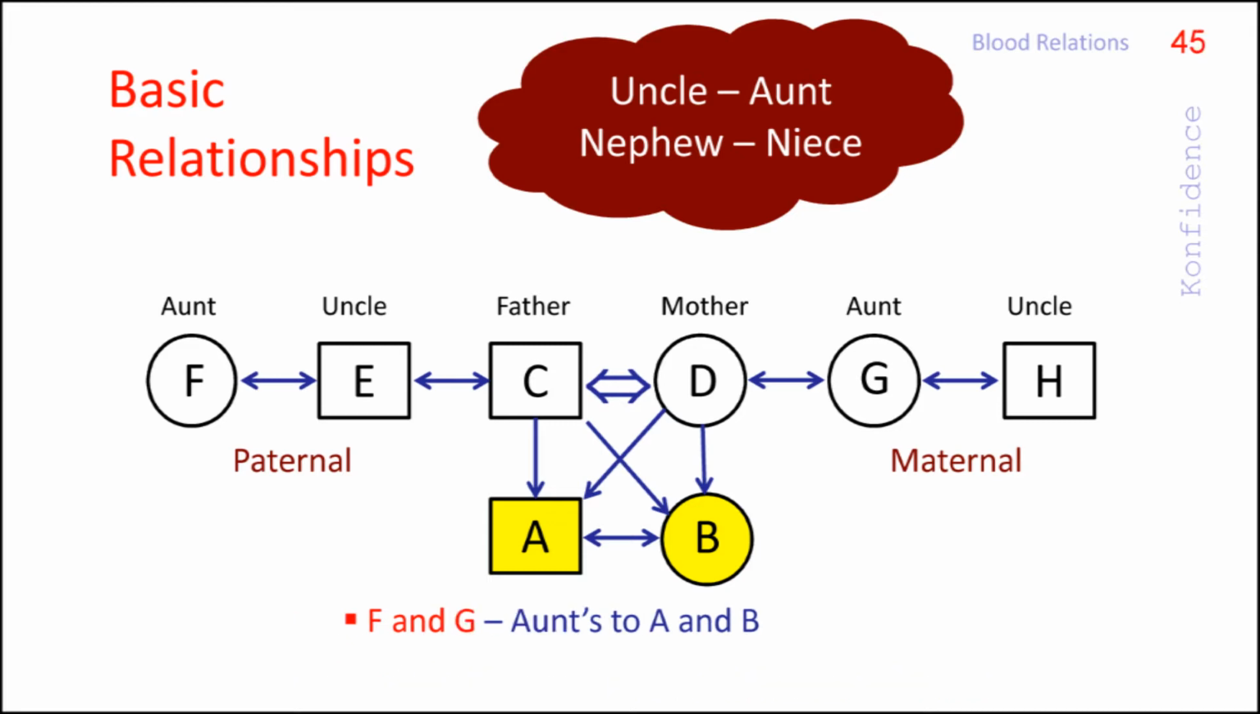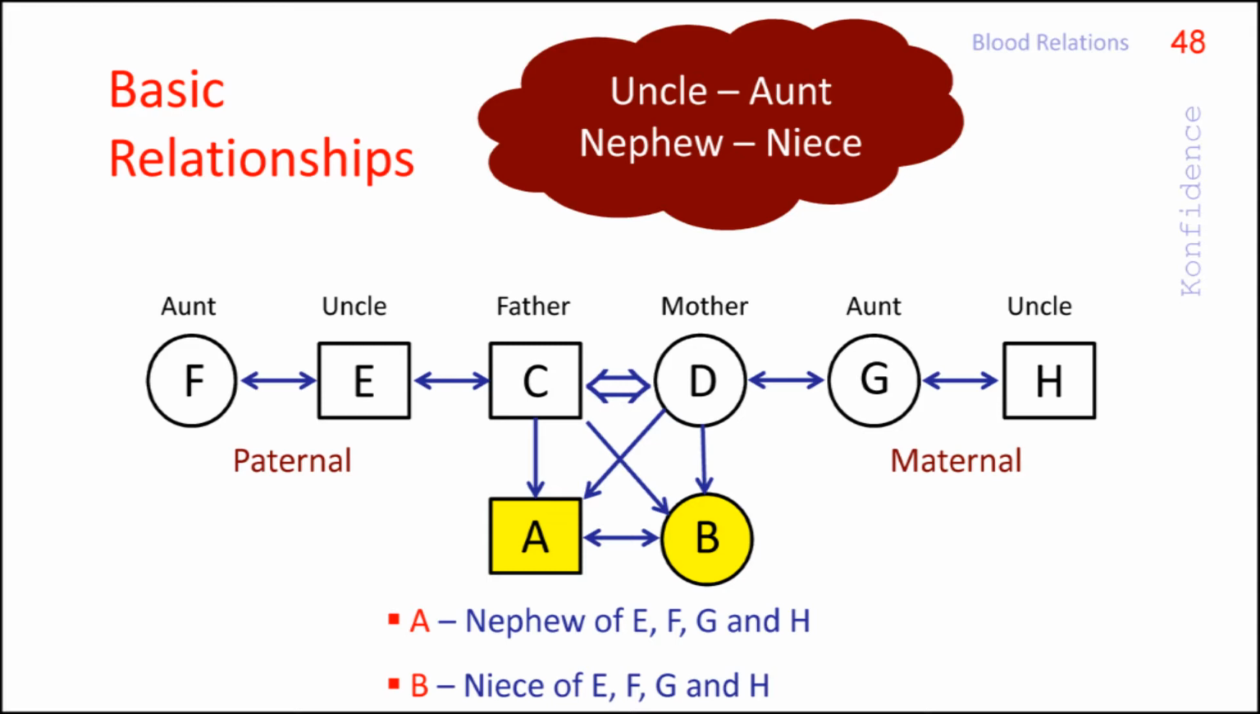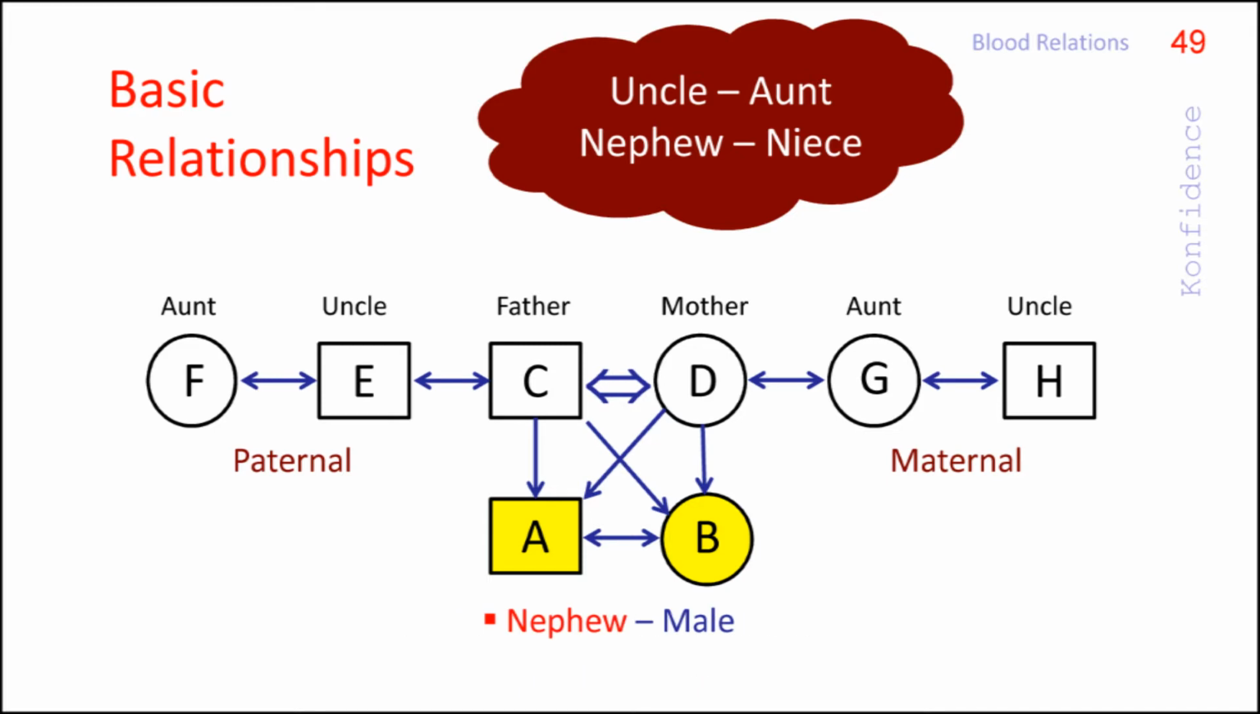F and G are aunts to A and B. F being the aunt from father's side, she is called paternal aunt, while G, who is the aunt from mother's side, is the maternal aunt. The reverse of uncle and aunt relation is the nephew and niece relation. A is the nephew of E, F, G, and H. B is the niece of E, F, G, and H. Nephew will be a male while niece will be a female.